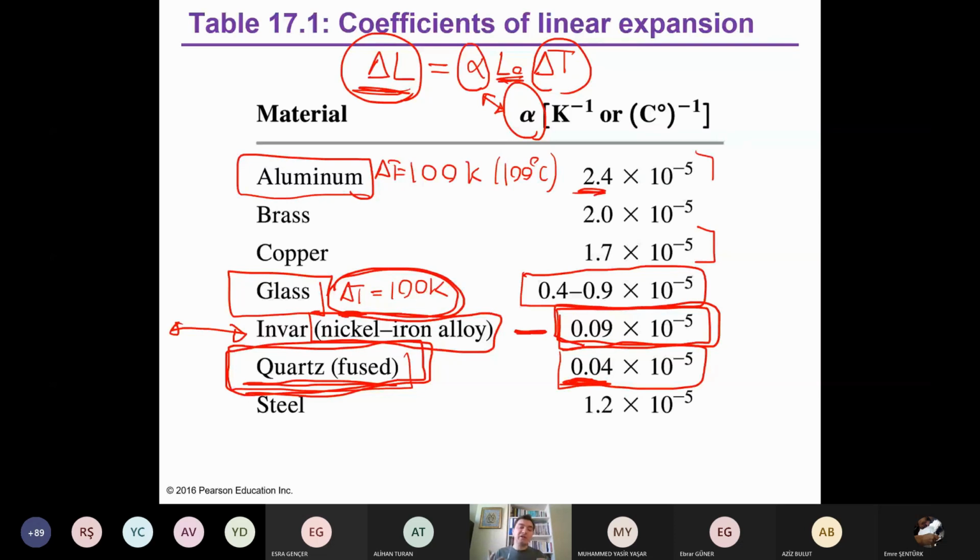Otherwise, when the temperature of the material changes, its shape will change, and it is very bad for some applications. Just consider satellites. Just consider that this is the Earth, and here there is a satellite. These are the panels, solar cell panels, let's say. And within the satellite, just consider you have a camera. Just consider you have sensors, and other electronics.